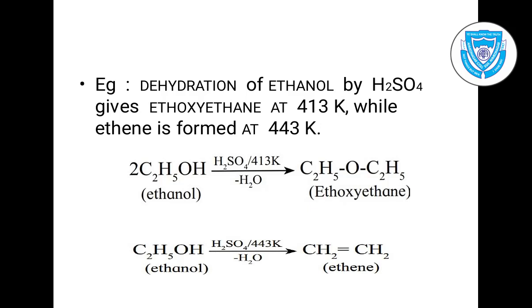Now here one example is given, that is dehydration of ethanol by H2SO4, which will give you ethoxyethane at 413 Kelvin, whereas at 443 Kelvin, it will give you ethene. At 443 Kelvin you get ethene, that is, at higher temperature elimination occurs, but when the temperature is lower, you will get the formation of ether, which we want. That is, in this case, you will get ether from ethanol. Let's see from the slide how the mechanism takes place.